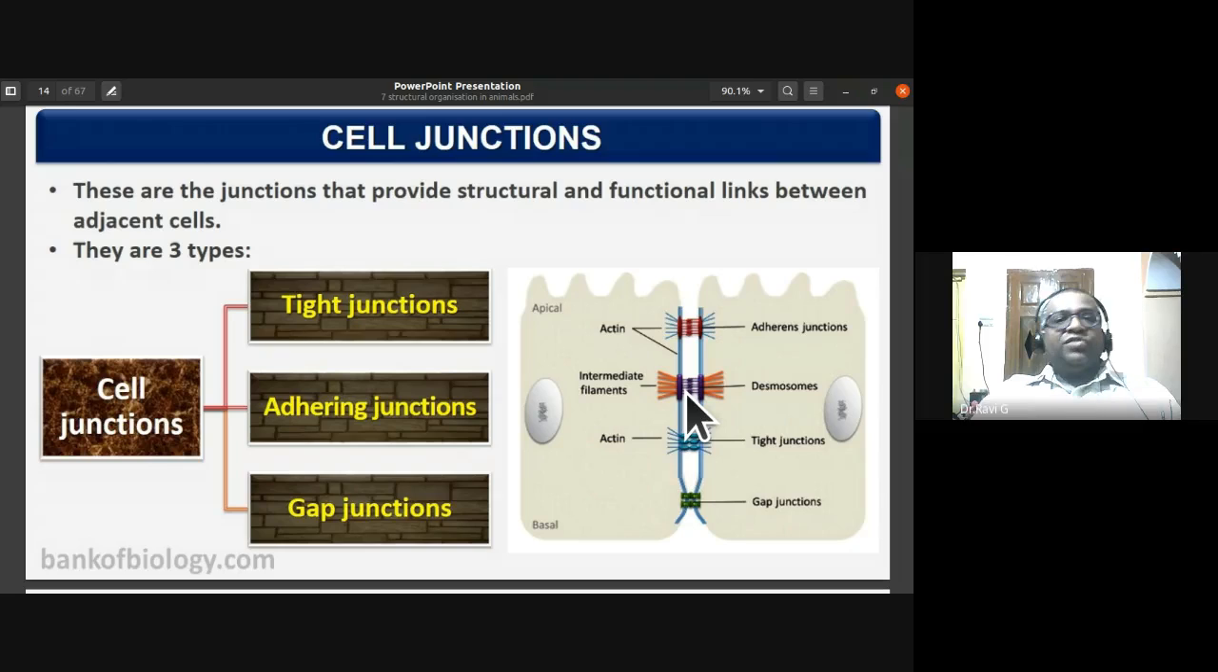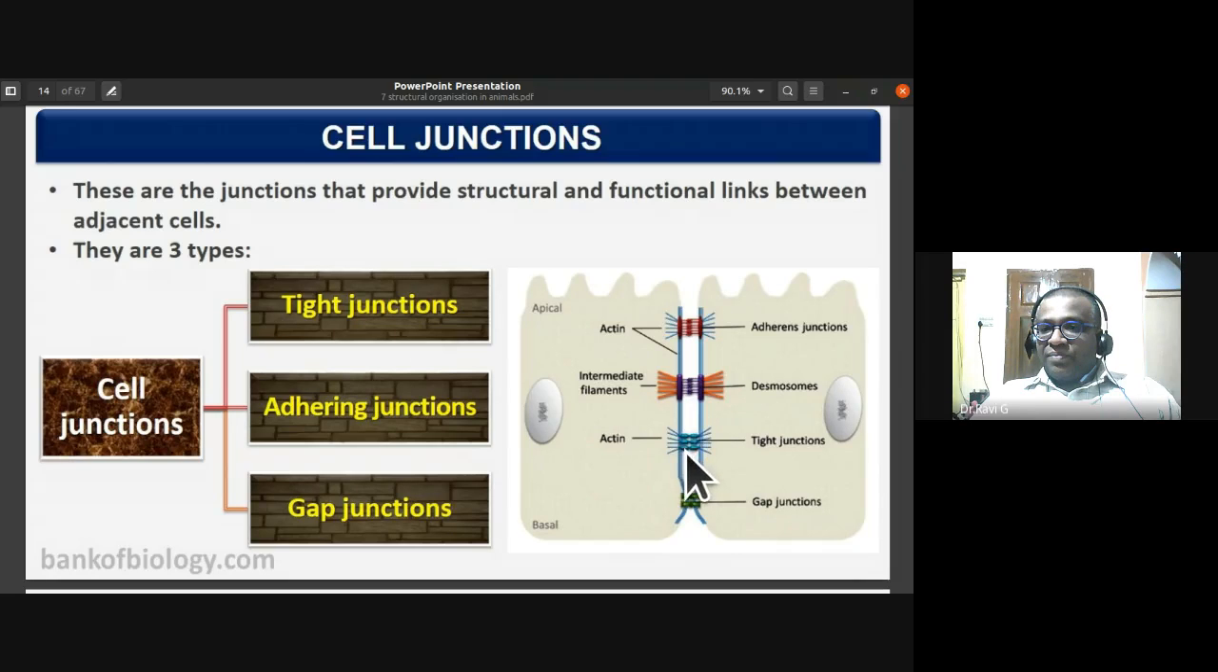Cell junctions are of three types: the tight junction, adhering junctions, and then gap junctions. Adhering means they help in holding together. In this slide diagram, you have this adhering junction which is holding cells together. Adhering means attaching or gluing together.